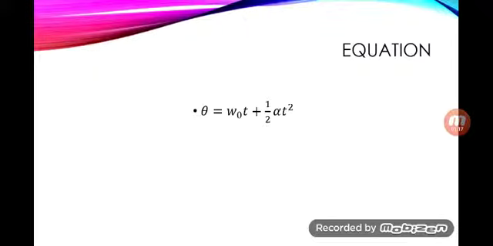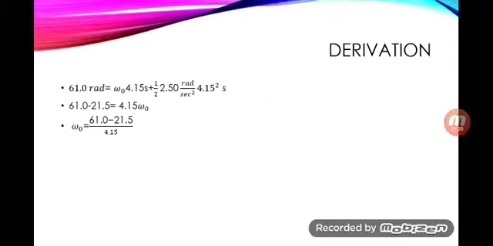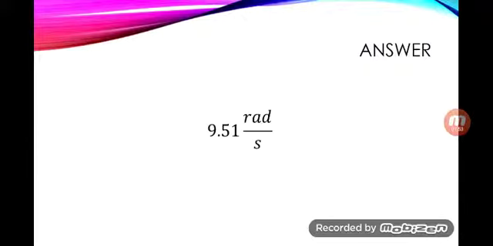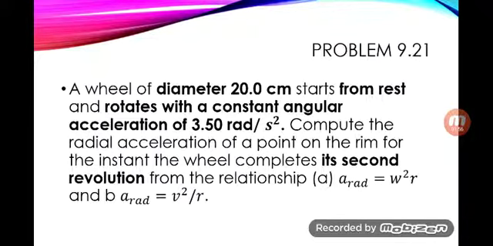If we plug it in, 61.0 rad equals 4.15 times the initial angular velocity plus 1/2 times 2.50 times 4.15 squared. You get 21.5 if you compute 1/2 times 2.50 times 4.15 squared. Put that on the other side of the equation and you're left with 61 minus 21.5 equals 4.15 times the initial velocity. Now divide by 4.15 on both sides and you get the initial velocity, which is 9.51 rad per second.